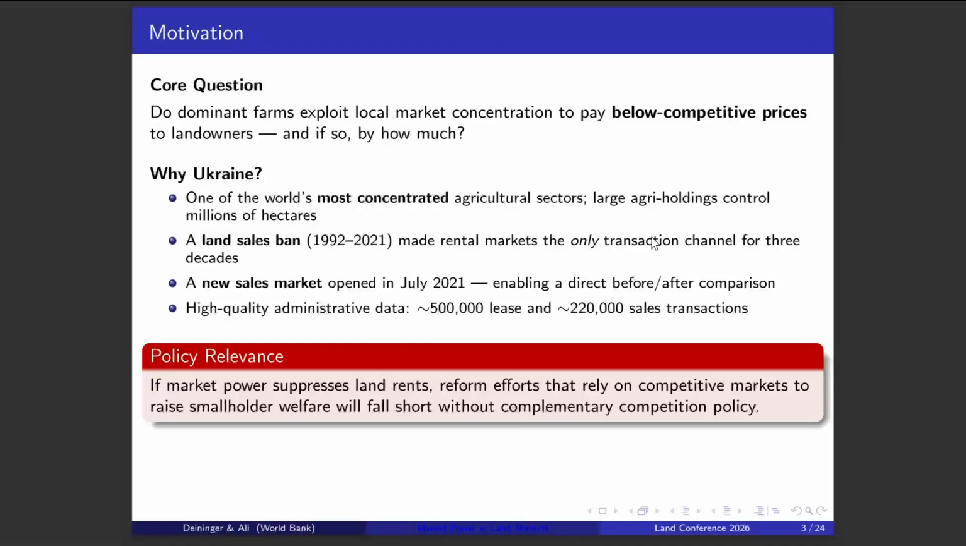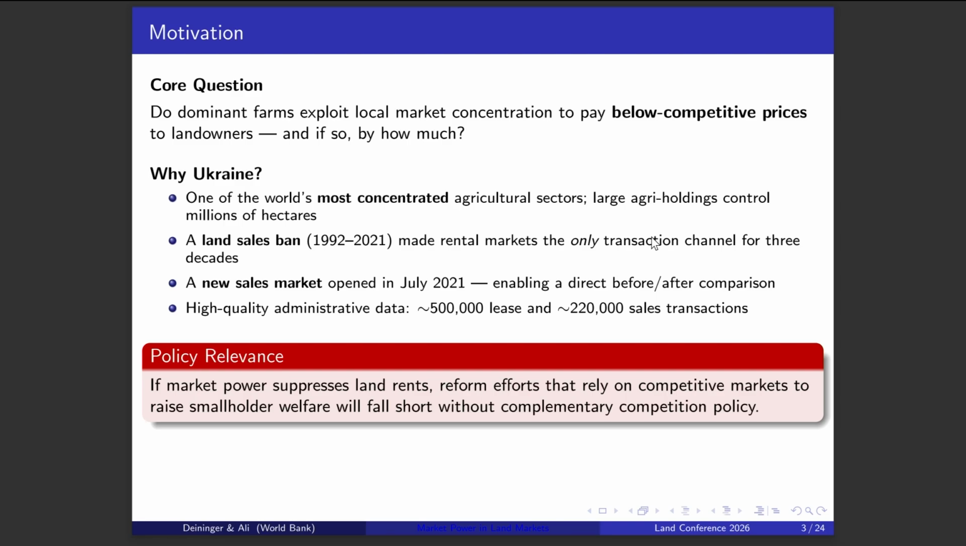So the core question is simple. When a large farm dominates the local markets, does it use that position to pay landowners less than it otherwise would? And if so, how much? Let me start with why this question matters and why Ukraine is the right place to ask it.